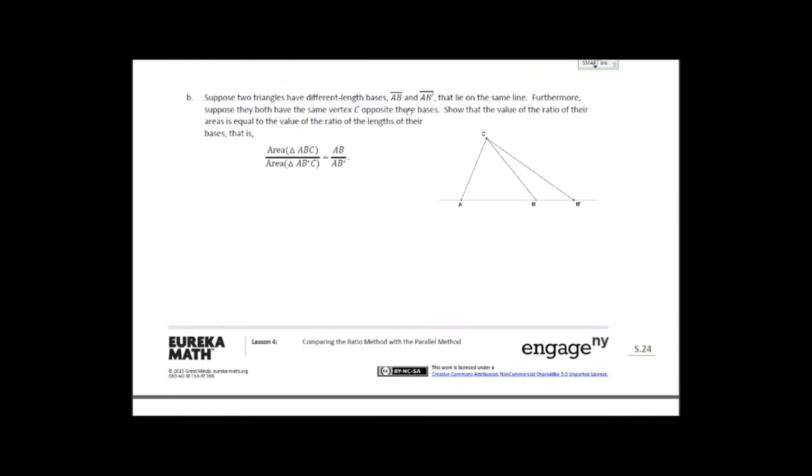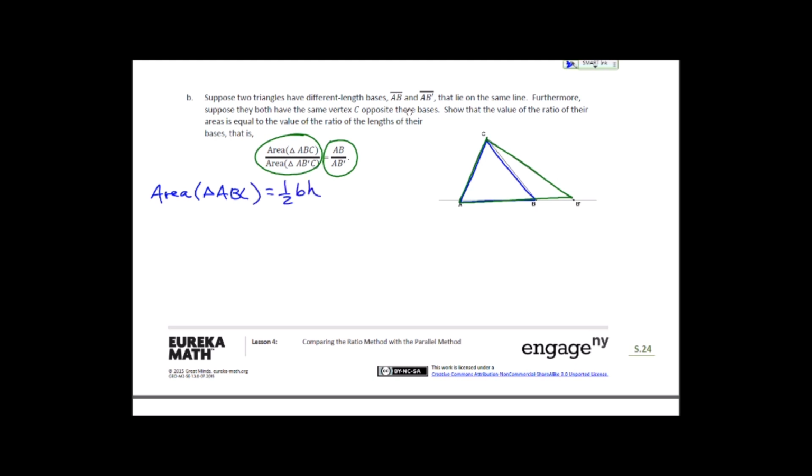The second idea that comes into play has to do with this down here. Suppose two triangles have different length bases. So here I have a triangle where the base is AB in blue, and I have a triangle with base AB prime, which is in green. And my goal is to show that the areas of those triangles have the same ratio as the ratio between those lengths AB and AB prime. To show this, we'll look at the area of triangle ABC and the area of triangle AB prime C.